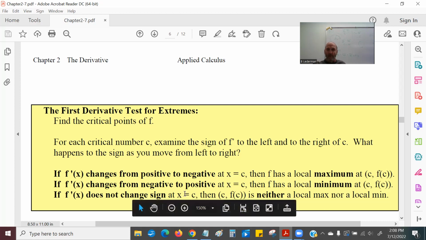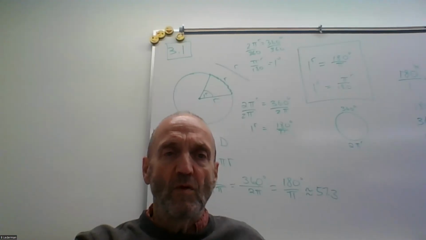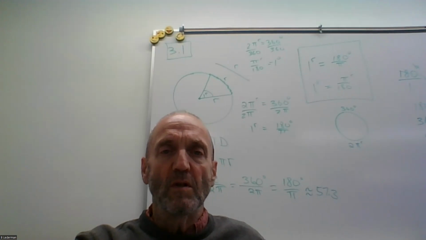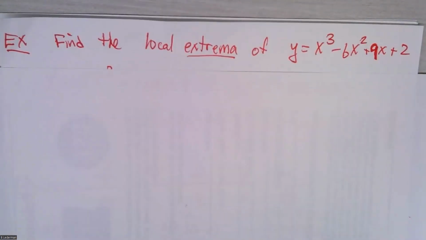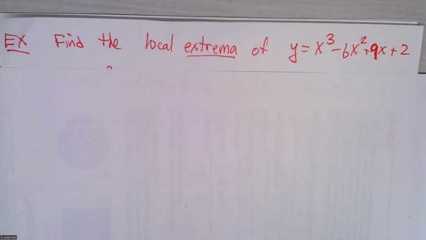I have to switch cameras again. Let me do that here and get ready to rock and roll. Now we're ready. Let's suppose we want to find the local extrema of the function y equals x cubed minus 6x squared plus 9x plus 2. Well, the first thing I'm going to do is take a derivative.